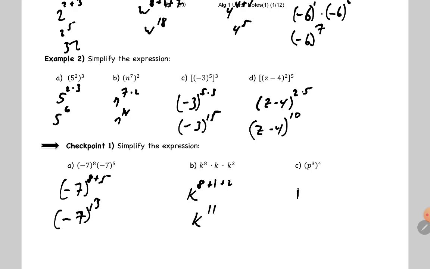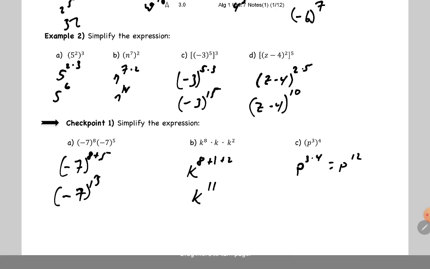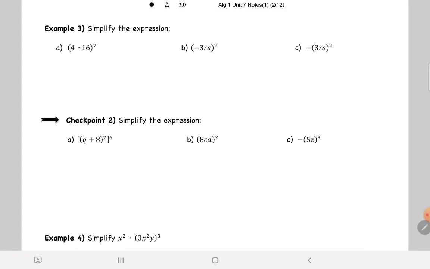Okay, once again we have power to a power, so this is p to the 3 times 4, so this is p to the 12. Alright, 4 times 16 to the 7th. So remember, if we have two things being multiplied together, we can distribute this exponent, so this is 4 to the 7th times 16 to the 7th. And we're not putting this in our calculator because we're just practicing the properties here.